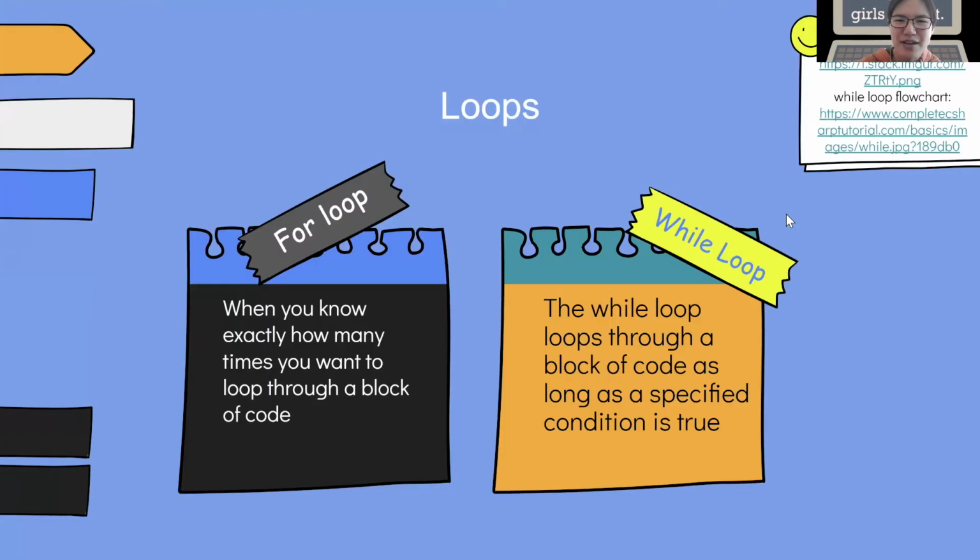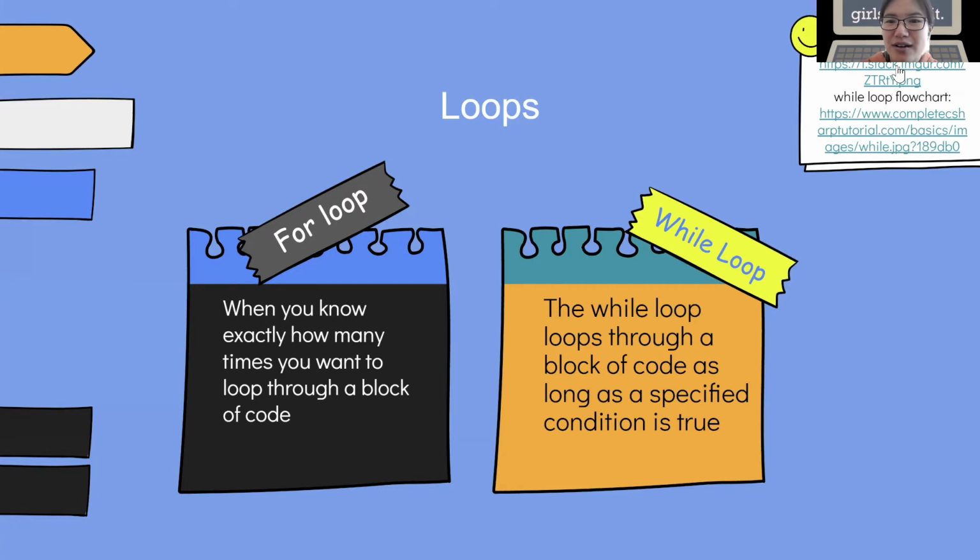In general, there are 2 kinds of loops in Java. The first one is a for loop, and the other one is a while loop. These are very similar, they both loop over a block of code, but there's a little bit of nuance, which will affect when you want to use a for loop and when you want to use a while loop.